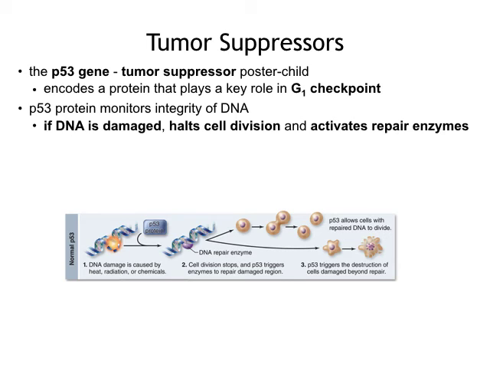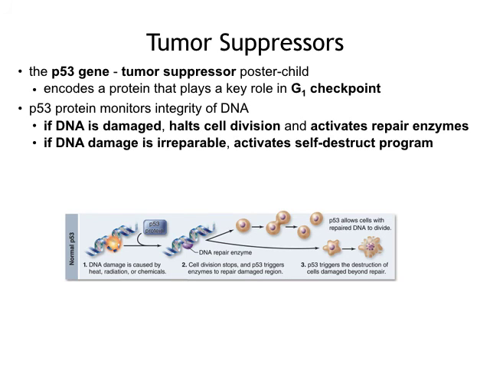Now, if the DNA break is repaired, P53 is going to allow the cells to continue with cell division. Basically, the security guard is going to be like, okay, you can go to the next step. If it's not repaired, if the DNA damage is irreparable, it activates a self-destruct program where it literally kills the cell. Right? So I wasn't joking about that. These tumor suppressors will literally shoot you.